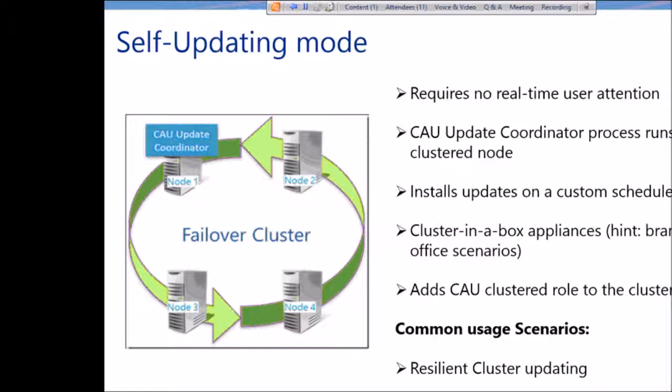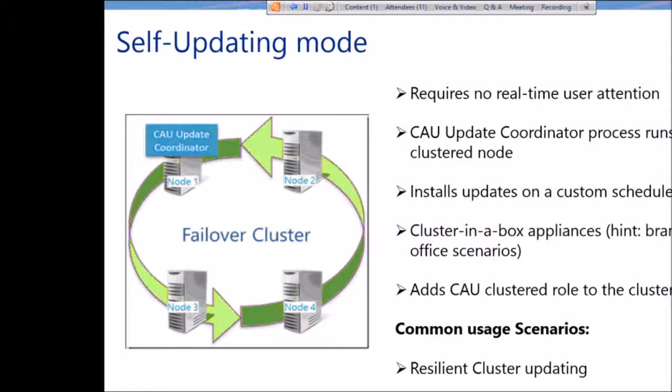Some of the common usage scenarios for self-updating mode are branch office scenarios. For example, you have a branch office with a 2-node cluster where your Hyper-V is running, and you want to automate that update every month. Definitely go for the self-updating mode. As the administrator, probably once every month you just generate the report and make sure that everything was good. You don't need to stay late in order to update those nodes, because you can schedule it so that every Friday night at 12 o'clock it updates the clusters.